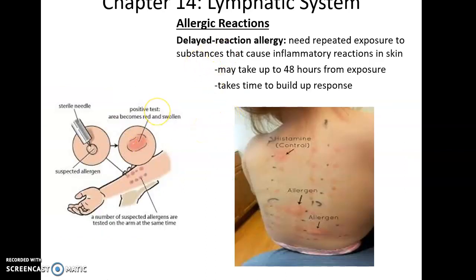There's also the delayed reaction allergy. This one requires repeated exposures before you start having inflammatory reactions. And it can take time. So you might be exposed and then 24 to 48 hours later, that's when you actually start to have the allergy response. And often a lot of the allergens that are tested for in the allergy test, where they inject tiny bits of different allergens into your skin, are delayed reaction allergy responses. So you get the injections and have to wait a while before you see the results.